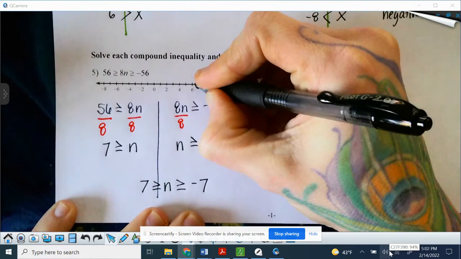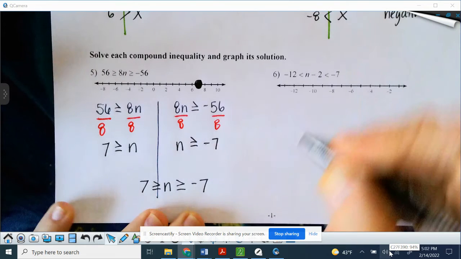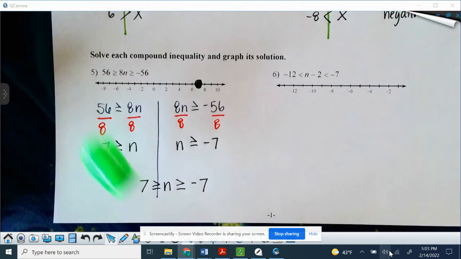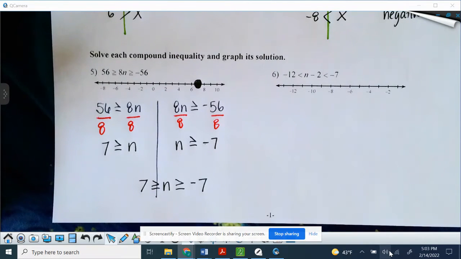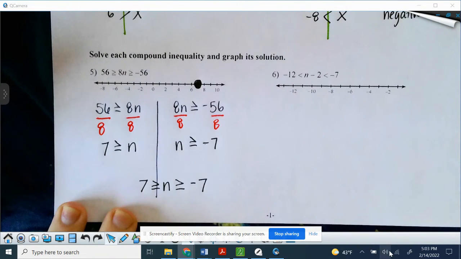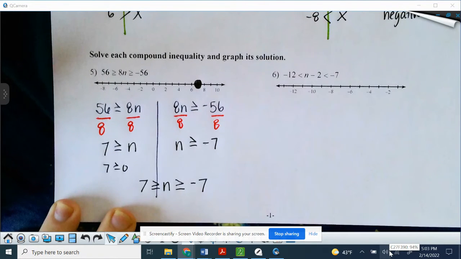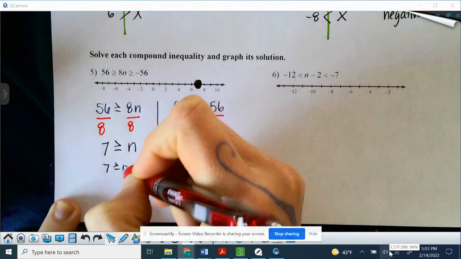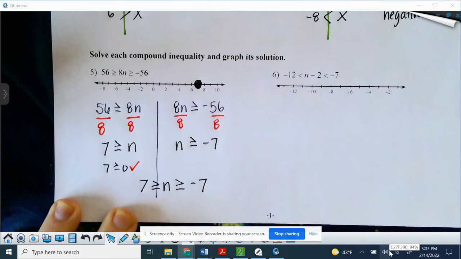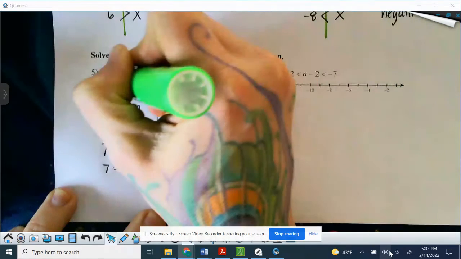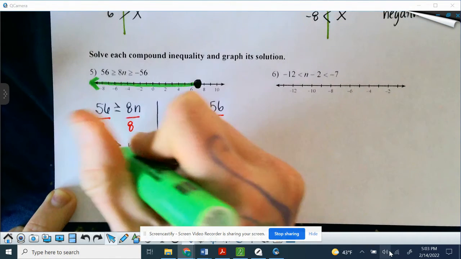It's an equal to, so we're going to shade it in. And then we are going to shade, and this is just to show you what I mean by the overlap. So it is n is less than, oops, sorry, runaway pen cap, is less than 7. So if we did our test point, 7 is greater than or equal to 0. In that case, it is greater than 0. That one's good. So we're going to shade in the direction of 0. So we're going to shade this way for our first one.